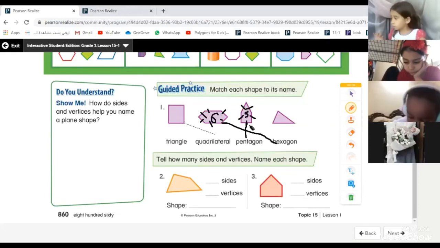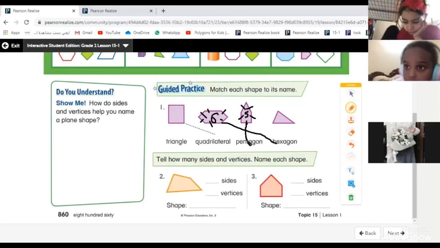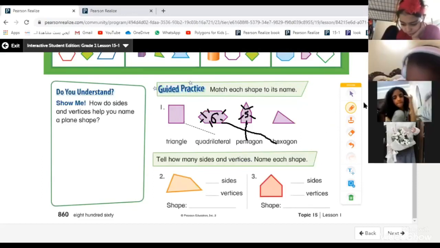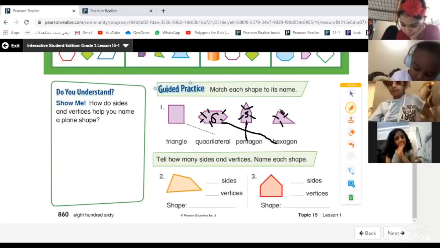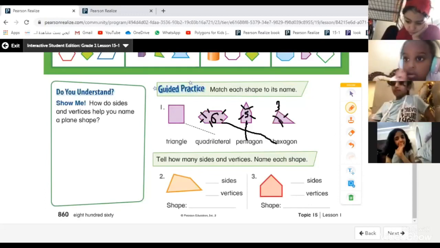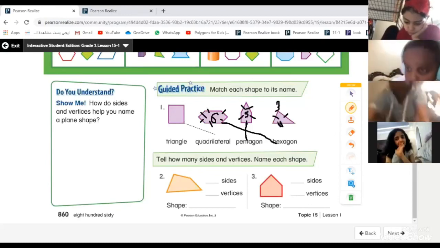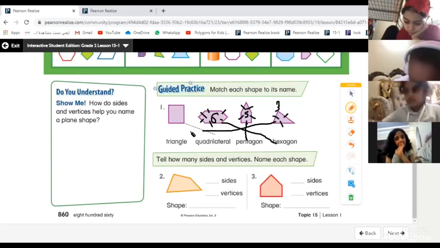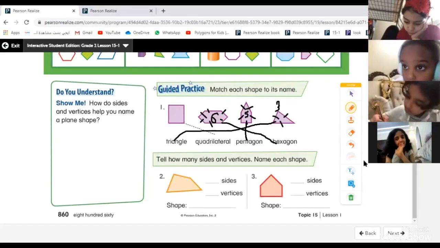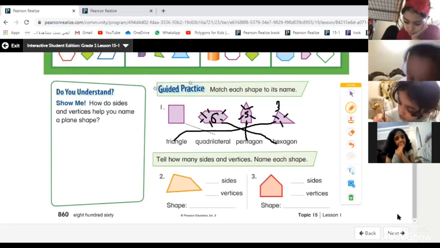Number 5, 5 sides, it will be pentagon. Okay. Nuran, what do we call this shape? It has 3 sides. What do we call that? You call that triangle. Thank you, Nuran.